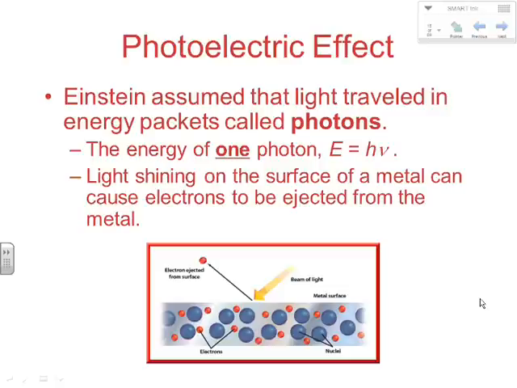Light shining on the surface of metal can cause electrons to be ejected from the metal, but only if the light was coming in as a large enough particle. So if the particle was too small, it wouldn't make electrons move. If the particle of light coming in was big enough, it would make electrons move, and electrons will get ejected from the piece of metal.